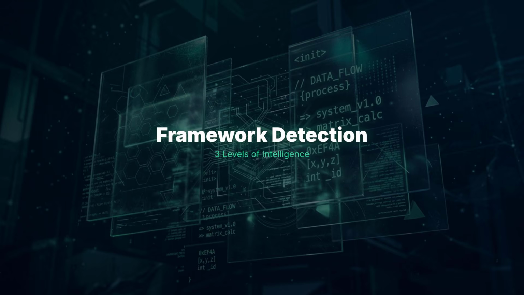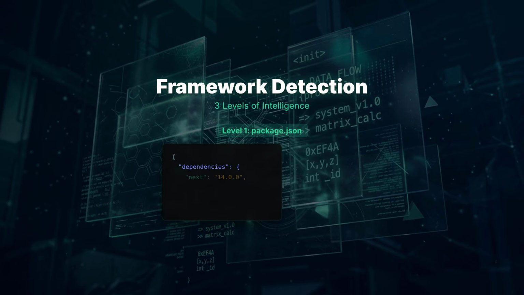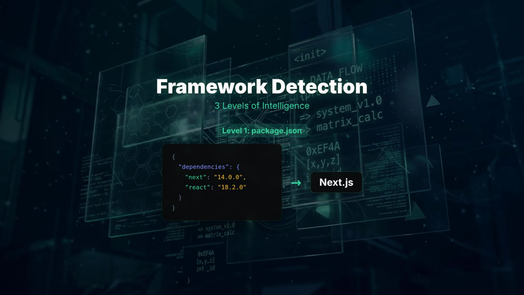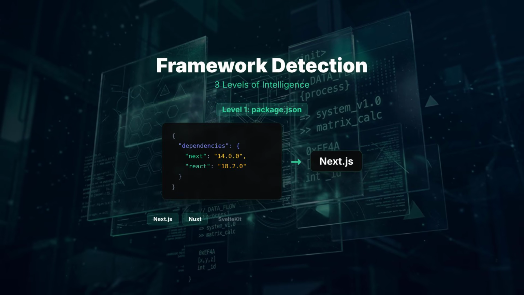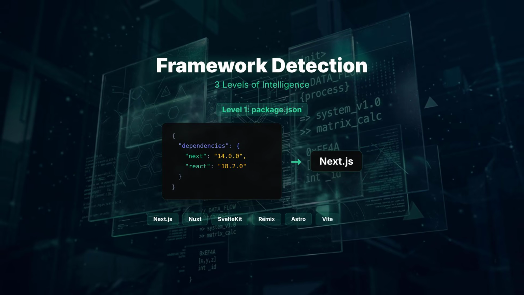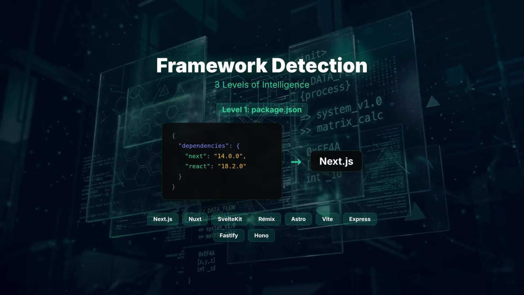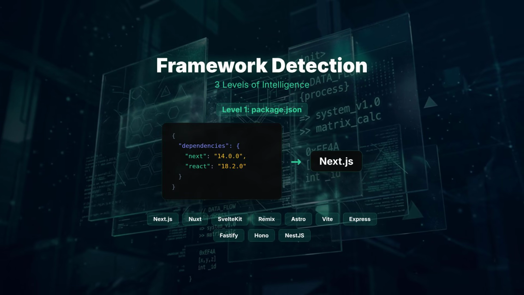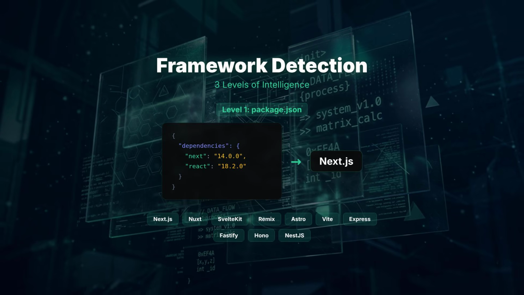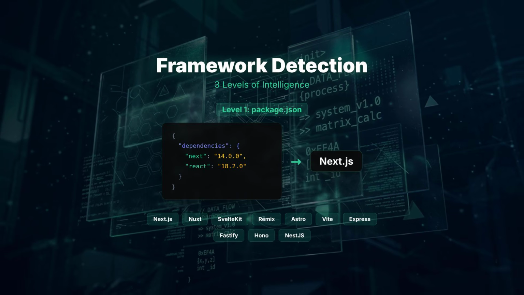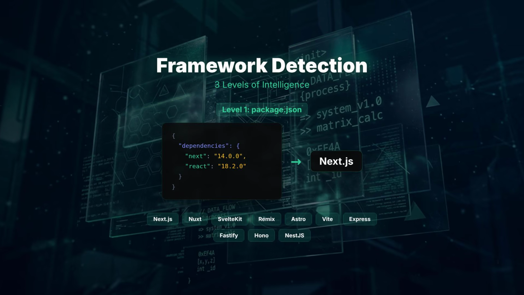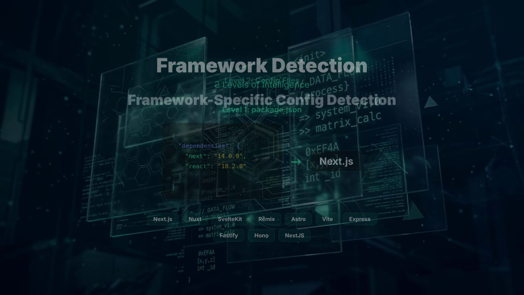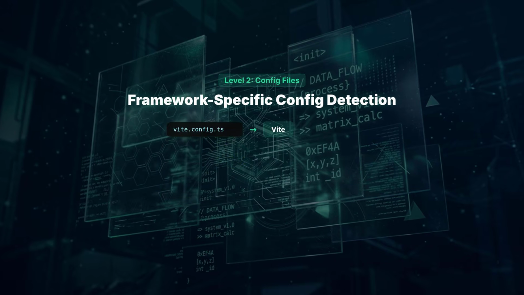The framework detection system works at 3 levels, and this layering is clever. The first level reads the package.json file in the detected project root directory. It checks both dependencies and devDependencies for framework-specific packages. If it finds next in your dependencies, it labels the project as Next.js. If it finds @angular/core, it is Angular. It covers about 20 frameworks this way, including Next, Nuxt, SvelteKit, Remix, Astro, Vite, Express, Fastify, Hono, Nest.js, Django, Rails, and more.